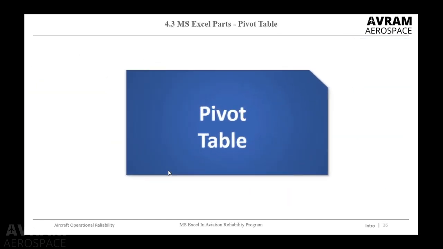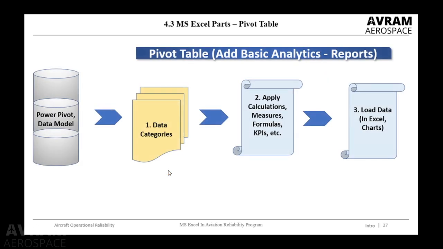Next, pivot table. Again, suppose we process Power Pivot. Now we need to prepare this data for reports. So we have pivot tables. Pivot tables, number 1, to load in data categories, then apply calculations, measures, formulas, KPIs, load data in Excel or pivot charts.